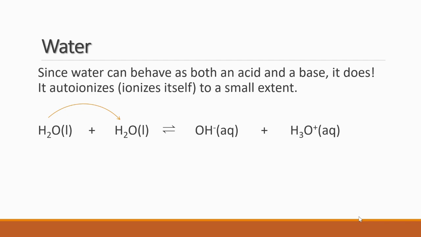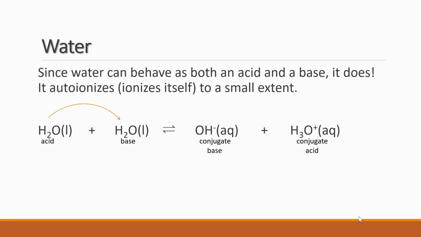And I think I said that right. One water molecule will donate a hydrogen to another water molecule. And when that happens, the one that donated the hydrogen becomes OH minus. The one that gains the hydrogen ion becomes H3O positive. And so you'll see that we produce hydroxide and hydronium in water. And so water behaves like an acid and a base.